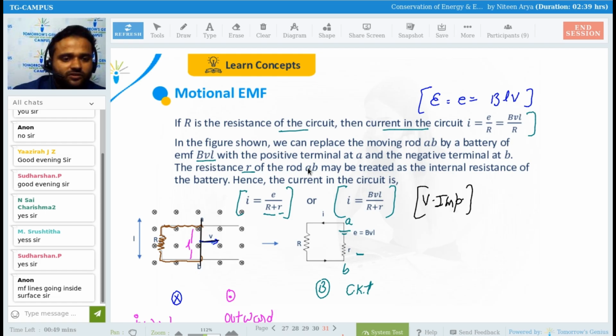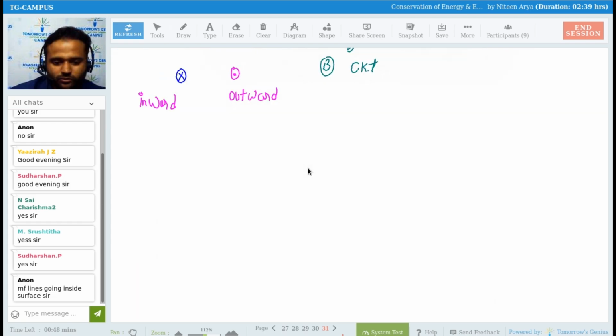Now, due to this generated EMF, I can take this EMF as my potential difference, as a cell, as a battery. Whenever there is a cell or a battery, there is an internal resistance also. So I assume this small r as the internal resistance of this particular cell due to the induced EMF. Is this clear now? Okay. Now the main thing is what I'm going to teach you.